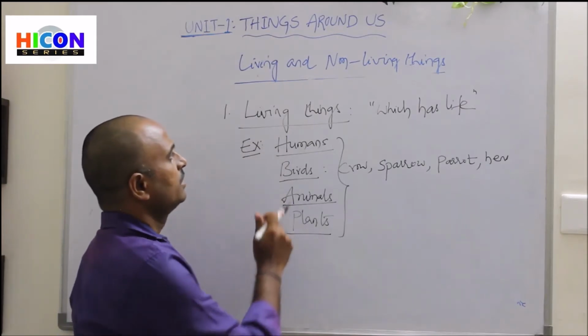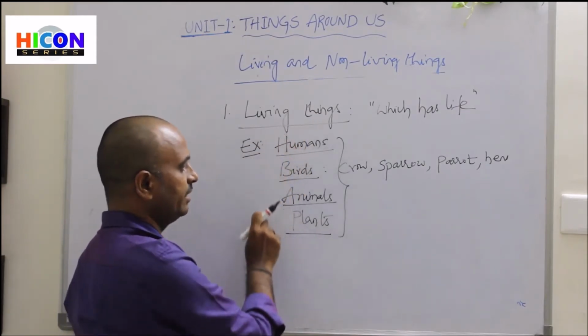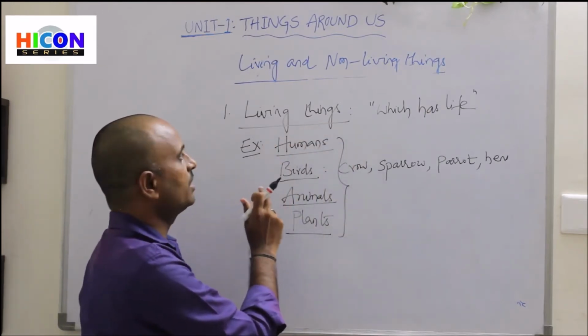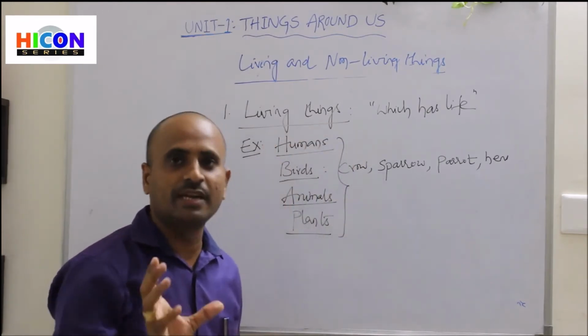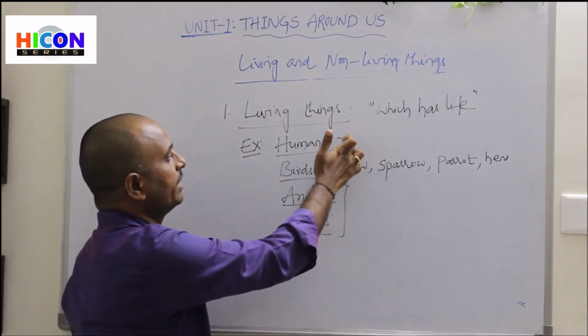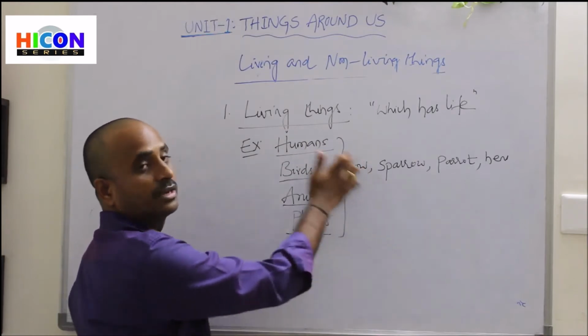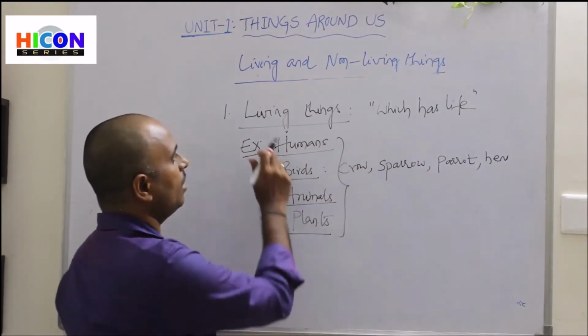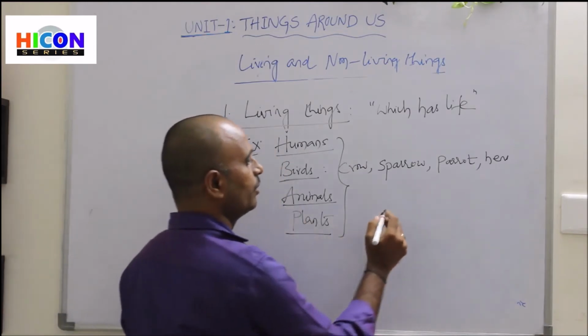How can we say that these are living things? Because living things have some special characteristics. Based on those characteristics, we can say that these are living things. So let us discuss what the characteristics are. All living things will move.